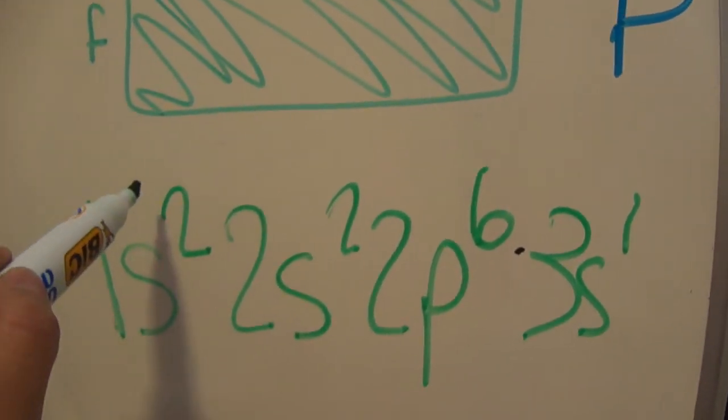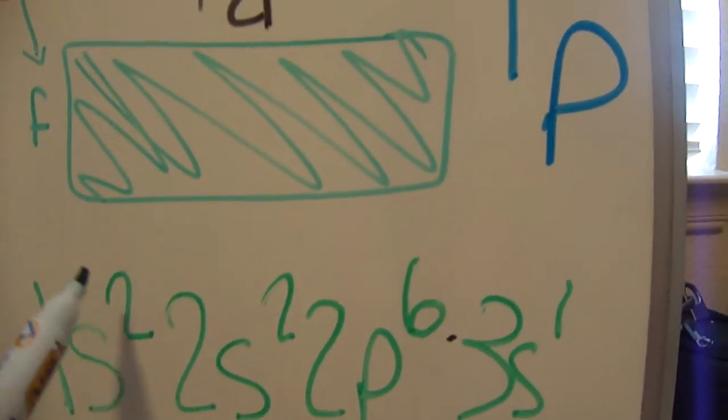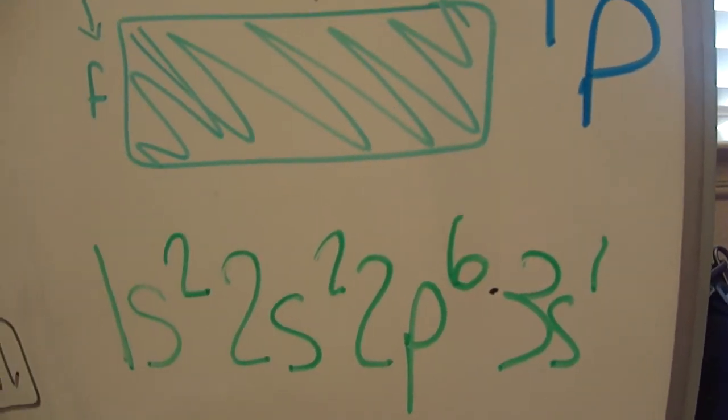To make sure, count the superscripts, and those should add up to the number of electrons. So it's 2, 4 plus 6 is 10, plus 1 is 11. So that is right.